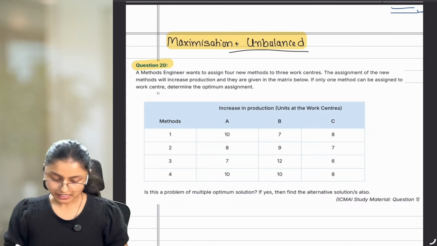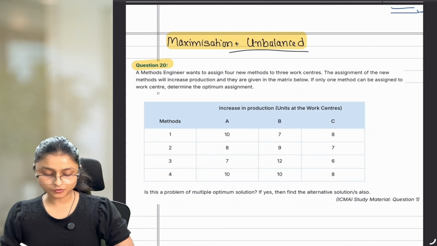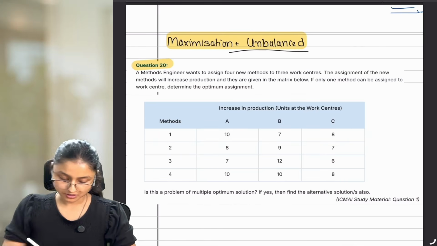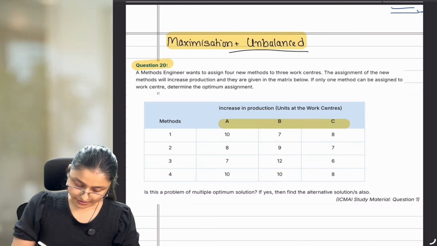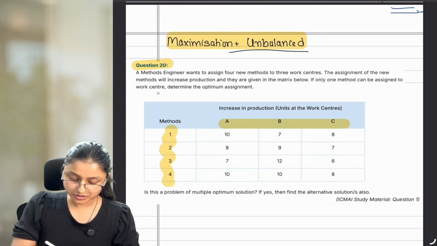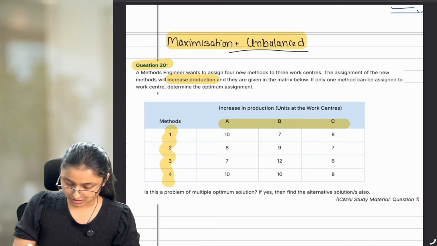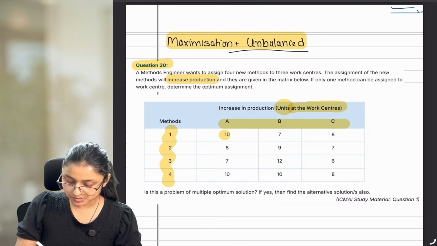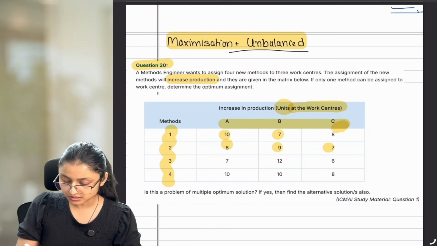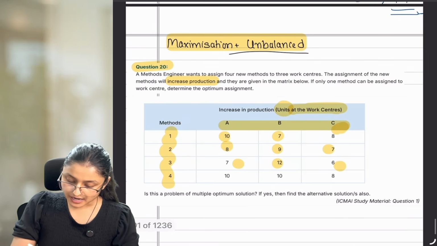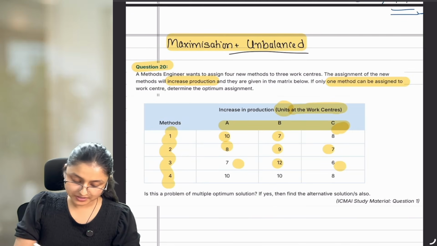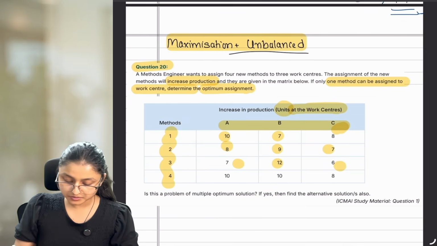See what it says. A method engineer wants to assign 4 new methods to 3 work centers. So 3 work centers are there and 4 new methods are there. The assignment of the new method will increase the production. And if you notice, units at the work center, meaning production, is given to us inside the table, and they are given in the matrix below. If only one method can be assigned to a work center, determine the optimum assignment.